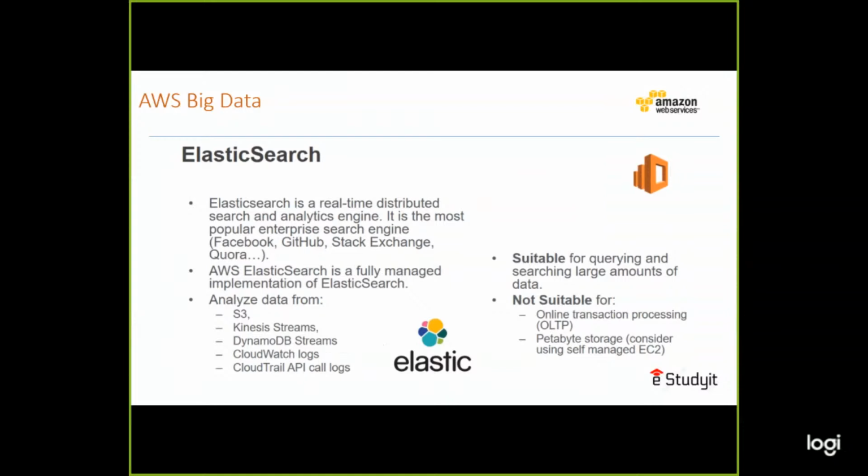Now, Elasticsearch on big data is a real-time distributed search engine that allows you to analyze all the data. It's the most popular way. Also, it's a fully managed implementation of Elasticsearch. Now, you can analyze any data from S3, Kinesis, DynamoDB, CloudWatch Logs, and CloudTrail API. You can use Elasticsearch to analyze it.